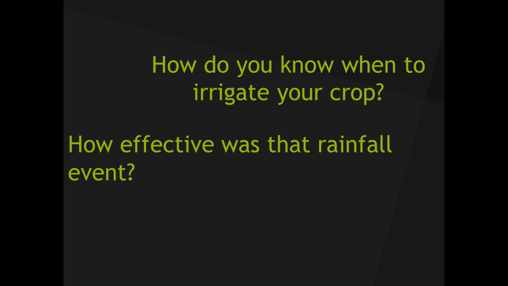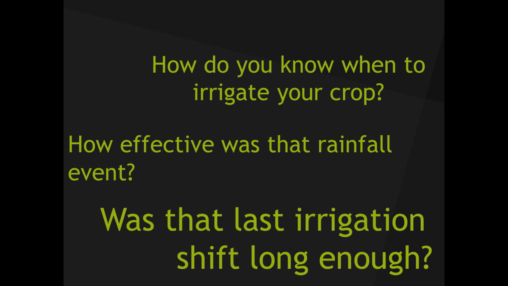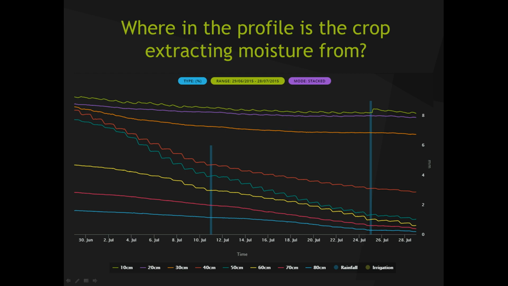How effective was that rainfall event? Was that last irrigation shift long enough? Where in the profile is the crop extracting moisture from?